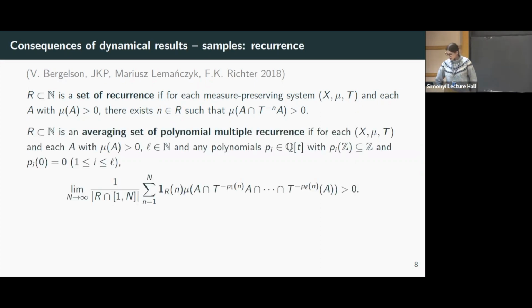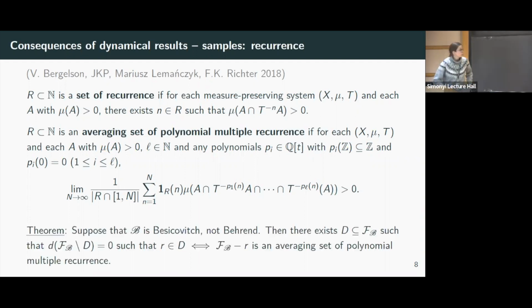What changes here for averaging sets of polynomial multiple recurrence is that we not only want to see that the set comes back, we want to see that it comes back on average, and not along n, but along some times given by some fixed polynomials that satisfy some natural technical conditions. And we were able to prove the following.